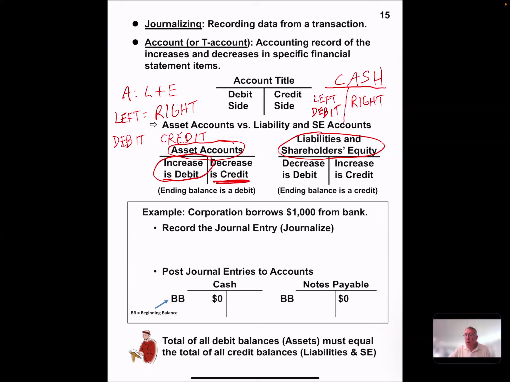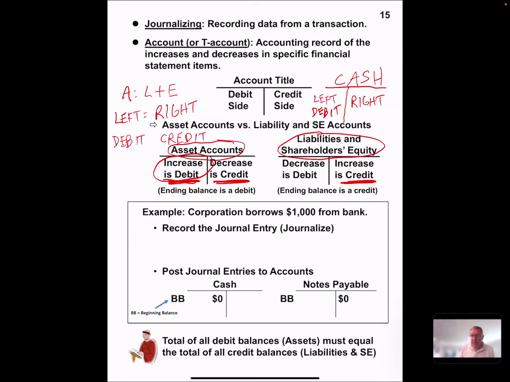Then when we move over to liability and equity accounts, we just completely reverse everything because they are on the other side of the accounting equation. We do the opposite. So if we increase an asset with a debit, the way we increase a liability or an equity is the opposite. We credit it. And if we increase a liability or equity account with a credit, we would do the opposite to decrease it, which is debit.